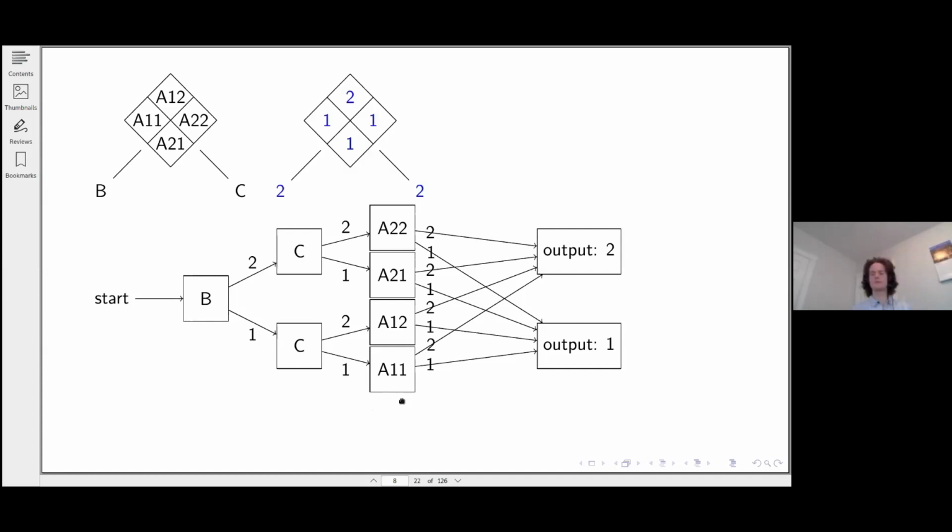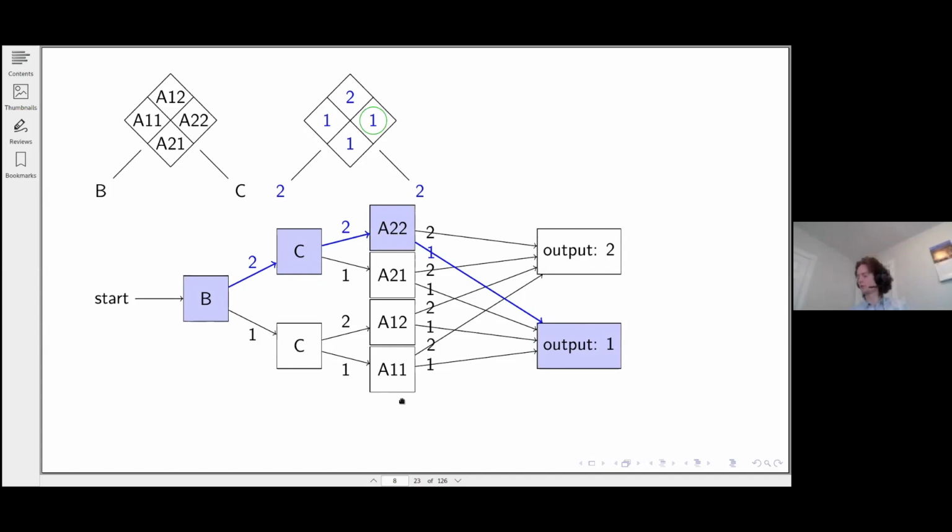So let's pick an example input to the problem, and let's watch what our branching program does on that input. So we start at B. The value of the leaf B is 2, and the value of the leaf C is also 2, so we follow those 2 edges. We end up at the state in the third layer that queries the cell A22. We find the number 1 in that cell, and that means that we output 1 as our final answer.